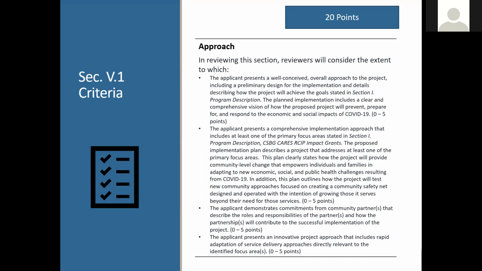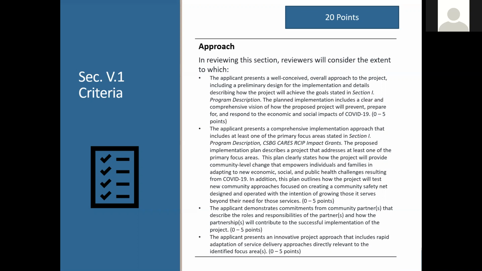The approach section is the most heavily weighted. Applicants can receive up to 20 points for this section, and they will be reviewed on the extent to which they present a well-conceived overall approach to the project, including a preliminary design for the implementation and details describing how the project will achieve the goals stated in Section 1 program description of the FOA. The planned implementation should include a clear and comprehensive vision of how the proposed project will prevent, prepare for, and respond to the economic and social impacts of COVID-19.